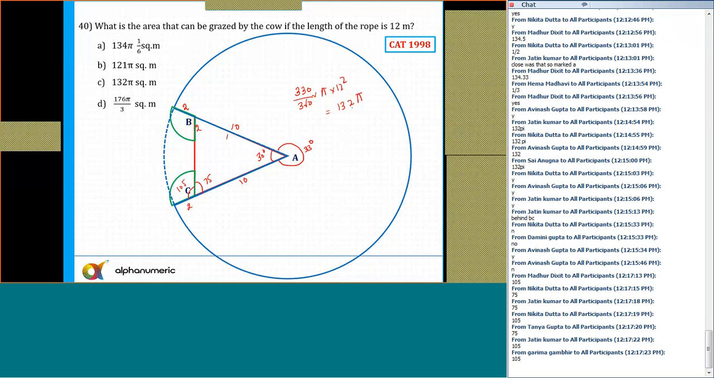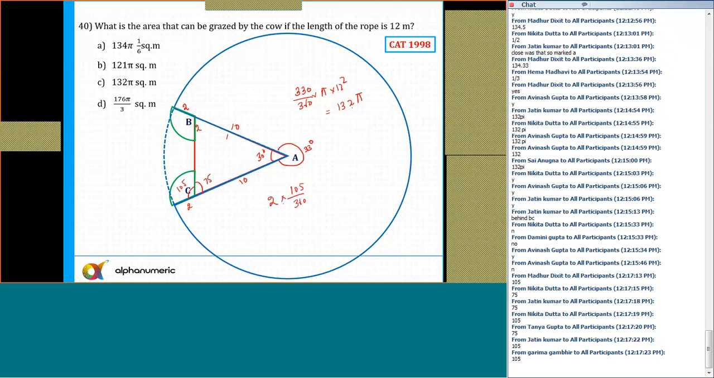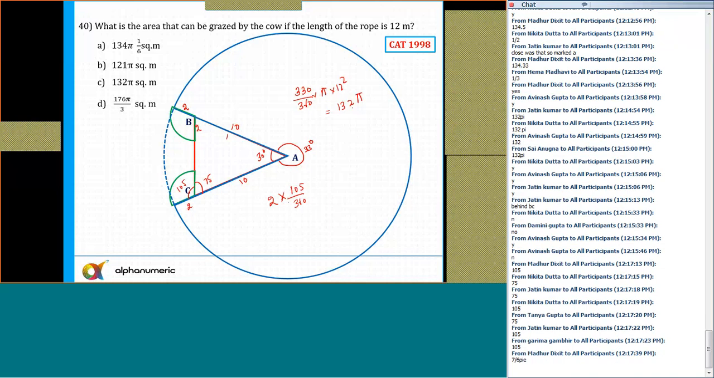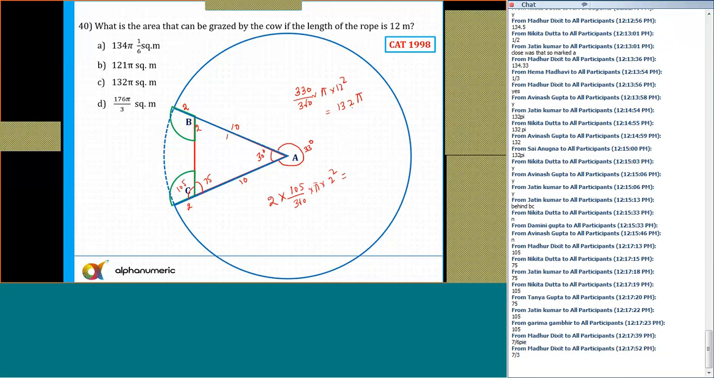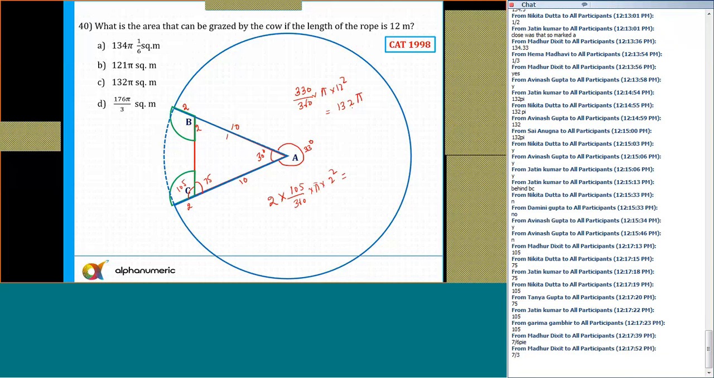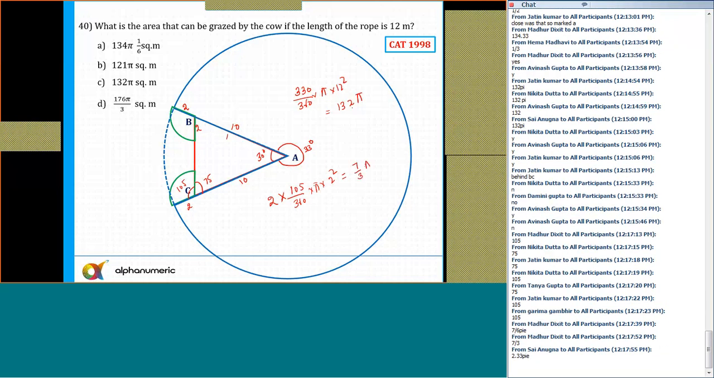So what is the area of the sector? Area of the sector is 105 by 360 multiplied by pi into 2 square. Yes or no? 2 square. So this value, can anyone tell me what it comes out to be? 14 by 6 pi, which is equal to 7 by 3 pi. Yes or no? 7 by 3 pi.